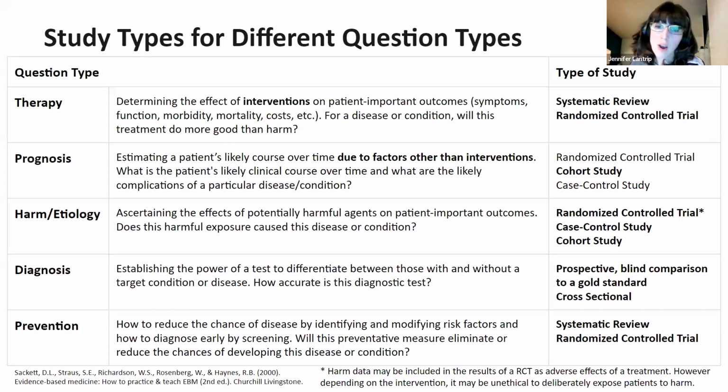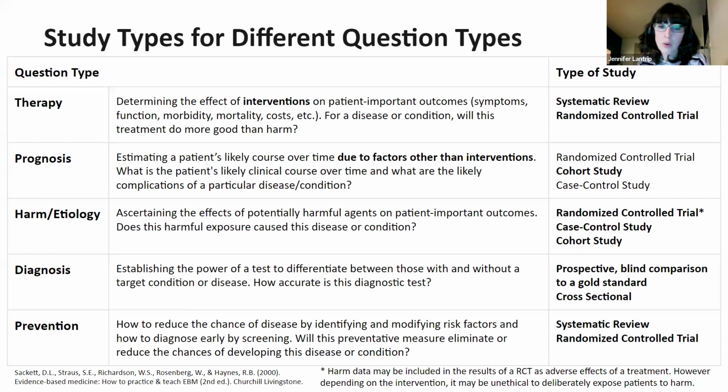This is because it's a trial in which participants are randomly assigned into two or more groups, at least one, the experimental group, receiving an intervention that is being tested, and another, the comparison or control group, receiving an alternative treatment or placebo. However, if there is a systematic review or meta-analysis available that combines the results of many randomized controlled trials, that would be even stronger evidence.